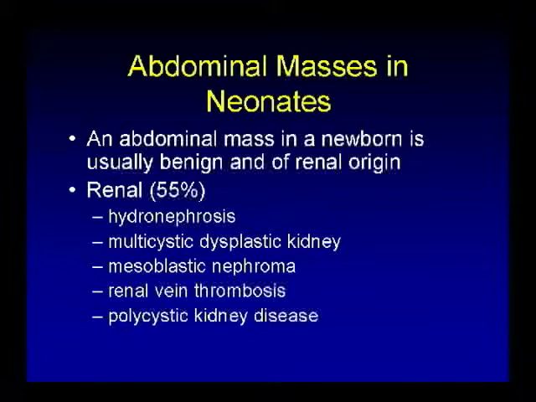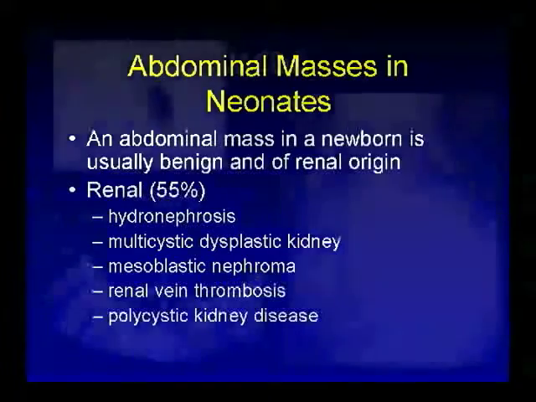Abdominal masses in neonates are usually benign and usually arise inside Gerota's fascia, either from the kidney or from the adrenal. The kidney lesions account, out of all abdominal masses, for over half, and the most common are the hydronephrotic lesions as a group, so UPJ, UVJ, and so on. But the single most common lesion is the multicystic dysplastic kidney. Other things that you can see I've listed here.